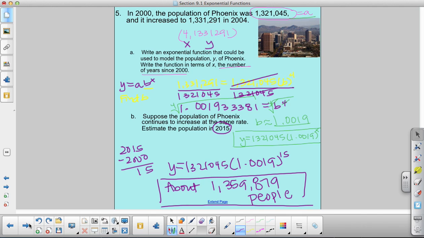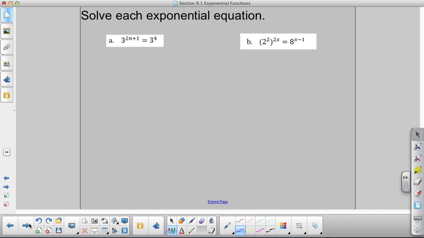All right, then we're going to move on to example 6. If you had any questions on example 5, please go ahead and write them down. Example 6, it says solve the exponential equation. So if you look at part A, notice how the bases of both of these are 3. So if my bases are exactly the same, I can just go ahead and take my exponents and set them equal to each other and solve.